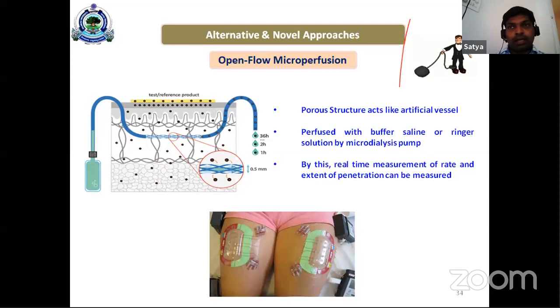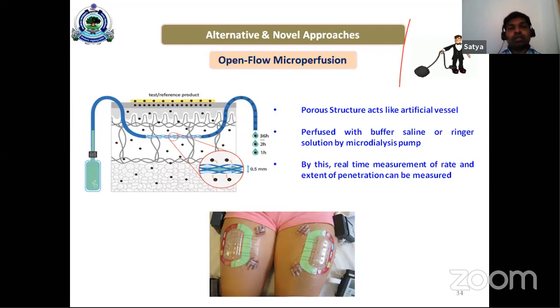But when coming to topical creams, ointments and gels, it is not that simple because the drug is not going into systemic circulation. It will be available only on your skin. So there are two approaches FDA is really encouraging under the science initiative. One is open flow microperfusion. Still there is no guidance issued on this. They are still working on that.